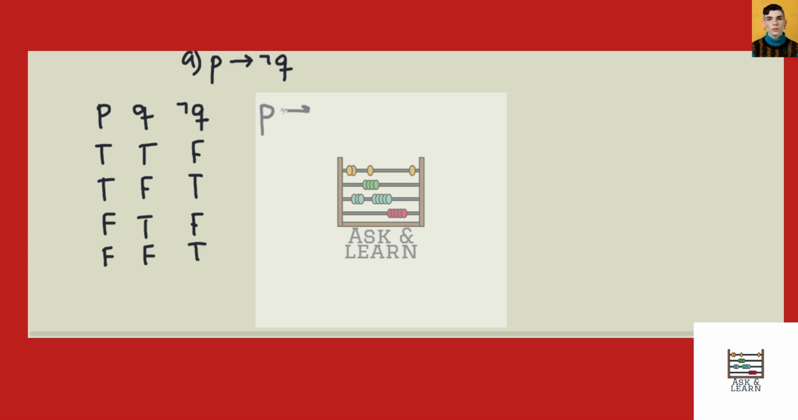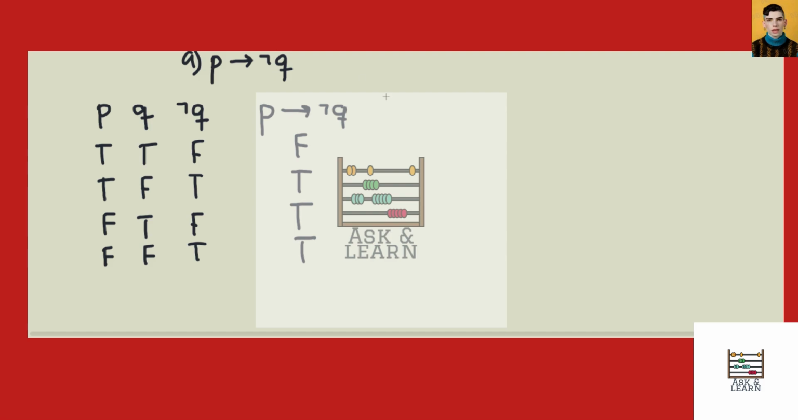So P, conditional statement, negation of Q. So we know with the conditional statement that if this proposition is true and this proposition is false, then it'll be false. Anything else, the truth value is true. So we'll look at the first and the third columns to solve for this. So here we have true, false. We know that is false. We have true, true. That'll be true. We have false, false. That'll be true as well. And then we have false, true. That'll be true. So this will be the truth table for the first compound proposition.